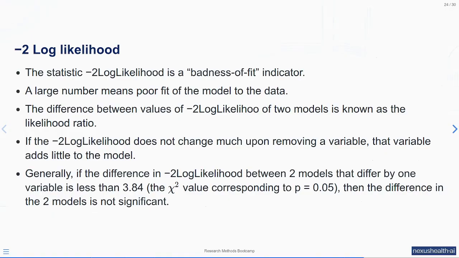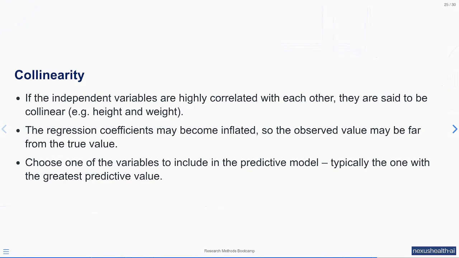Generally, if the difference in the negative 2 log likelihood between two models that differ by one variable is less than 3.84, that's the chi-square value that corresponds to p equals 0.05, then the difference in the models is not significant. In our practical sessions, we're going to see a demonstration of this to help us understand better what this means. And then collinearity is also an issue.